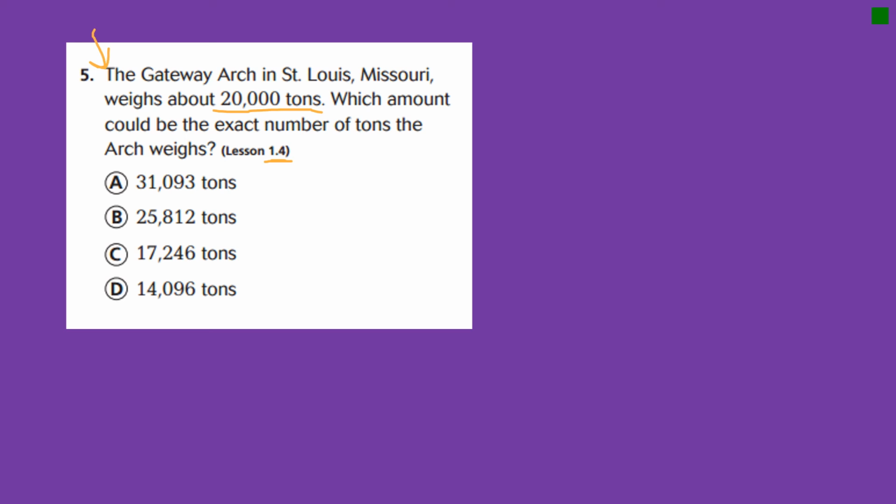Okay, let's see. It weighs, again with my rereading, about 20,000 tons. Which amount could be the exact? Okay, so they want to know which of these 4 choices rounds to 20,000. Okay, so did you see how I circled the 20 and 20,000? Because that's really what we're going to focus on.